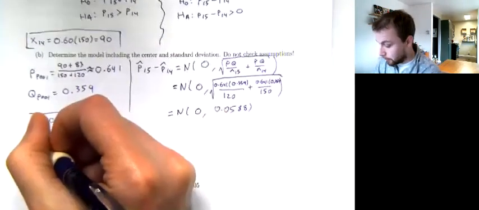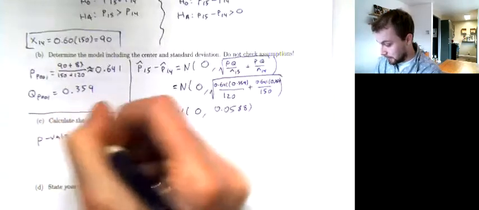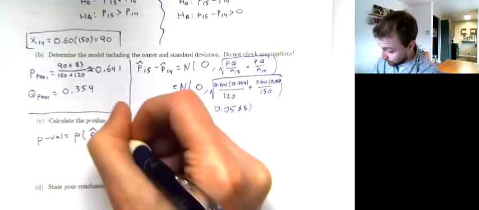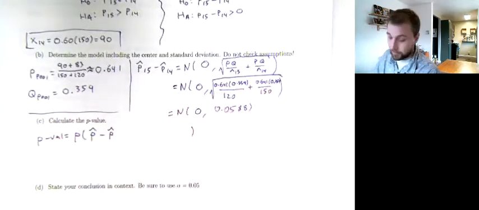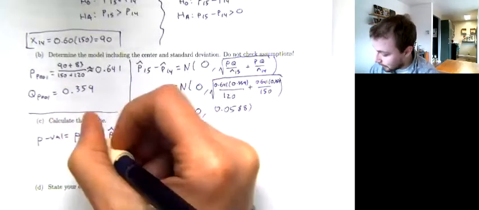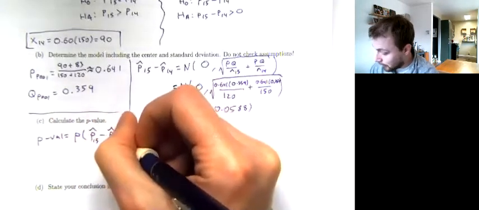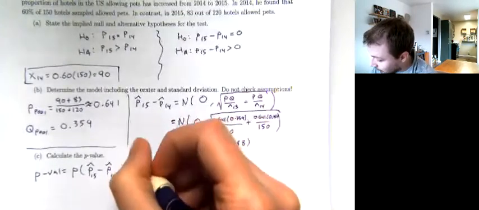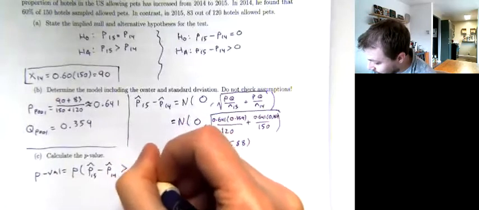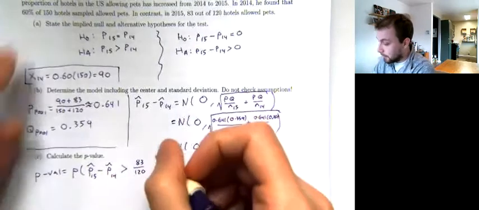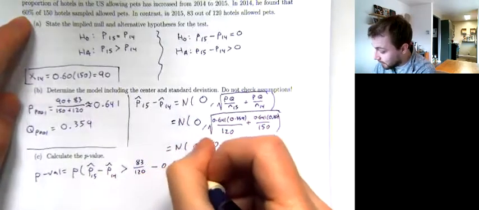Calculate the p-value. So reminder, p-value is the likelihood of my sample data, and I have 2 sample data here, or more extreme will mean more in this case. I decided for the order of subtraction that I wanted to do the year 15 minus the year 14. In 2015, my success rate was 83 out of 120 hotels. In 2014, my success rate was 60%.